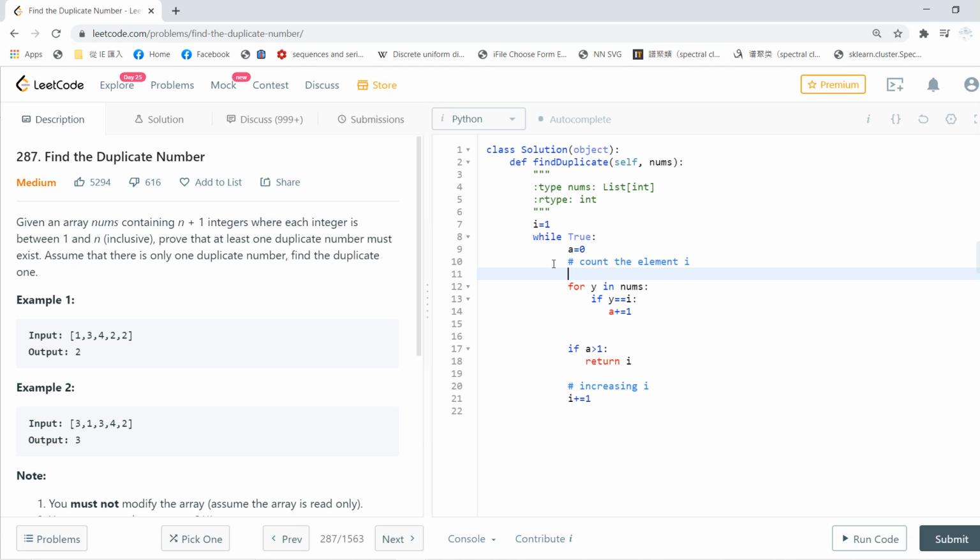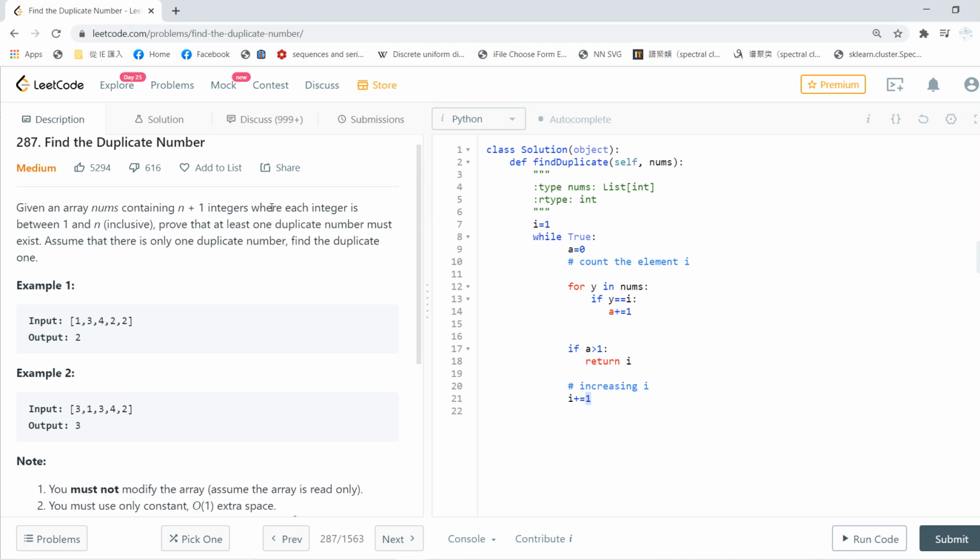Okay, so for y in numbers, if y equals i, I count 1. And if I find that the count for some element is larger than 1, then I just return it. And I keep adding to my original i, so i goes from 1 to 2 to 3. Okay, so this is the first way to solve it.